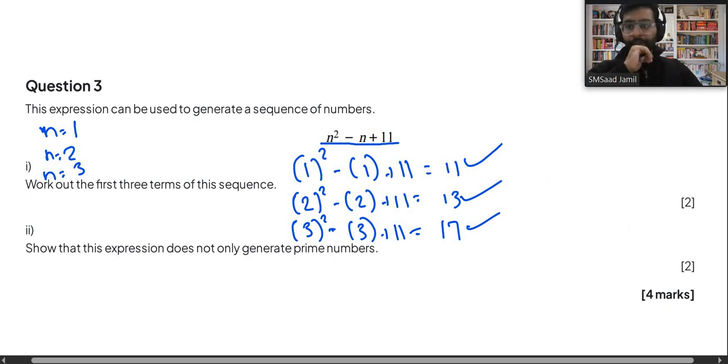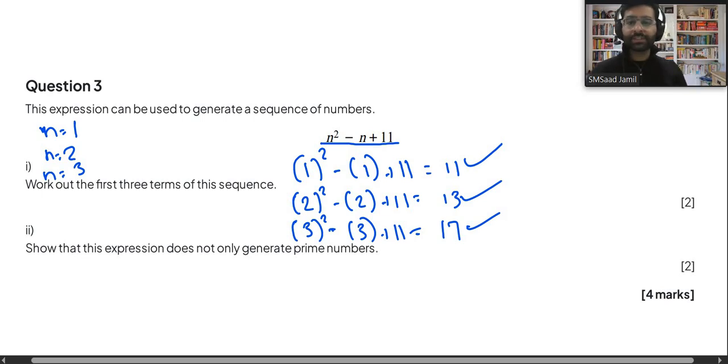Yup. Alright. So now in this question it says show that this expression does not only generate prime numbers. So far, if you guys have noticed, our results are prime numbers. When we plugged in 1, when we plugged in 2, when we plugged in 3, the result was a prime number. So now in place of n, plug a number which does not generate a prime number.